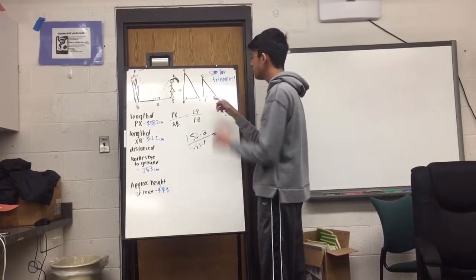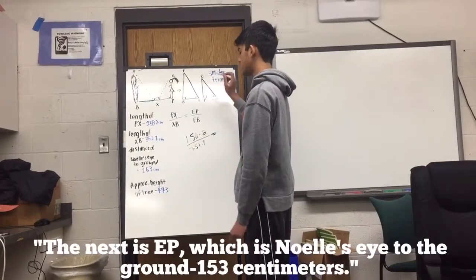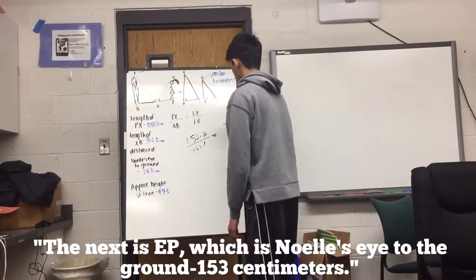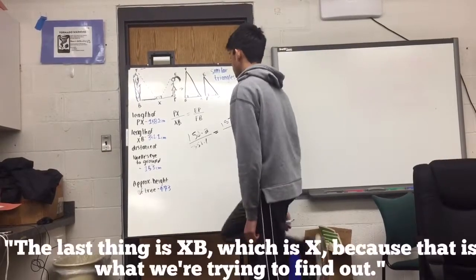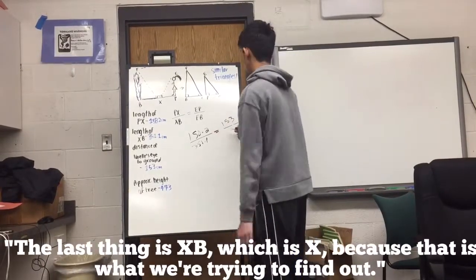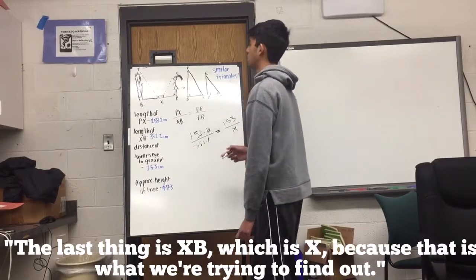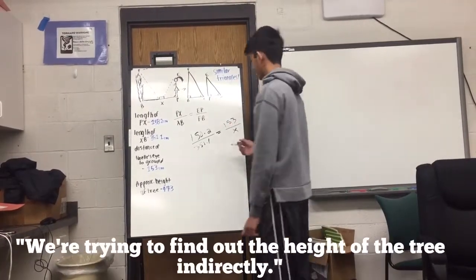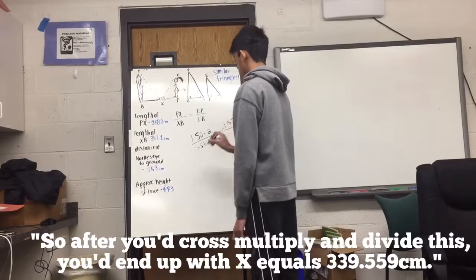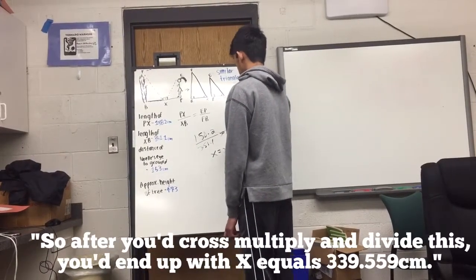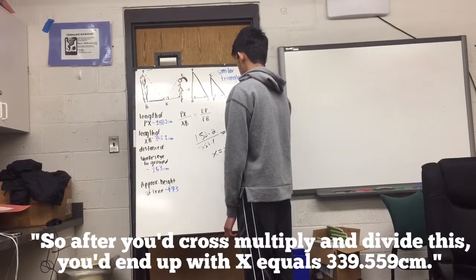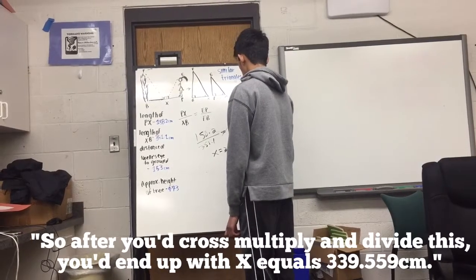And the next thing we're looking at is EP, which is the distance from Noelle's eye to the ground, which is 153 centimeters. And the last thing we're looking at is FB, which is, in this case, X, because that's what we're trying to find out. We're trying to measure the height of the tree indirectly. So after you cross multiply these, you would end up with X equals 339.559.